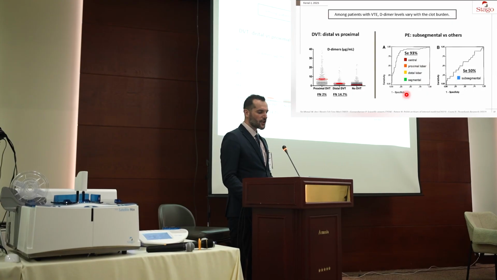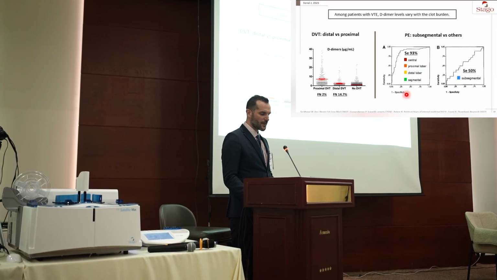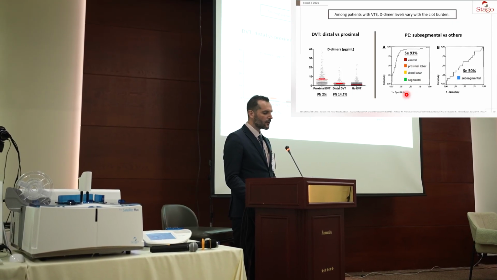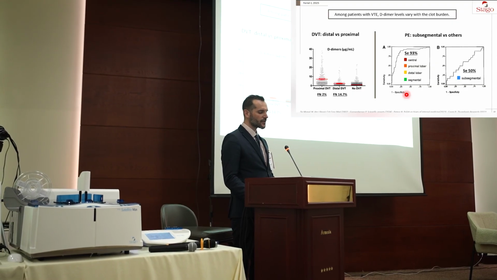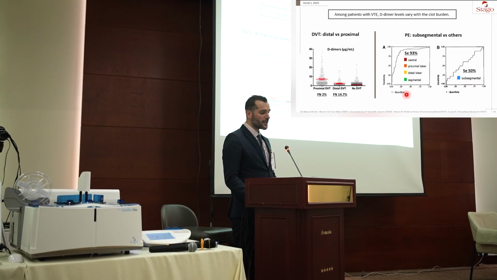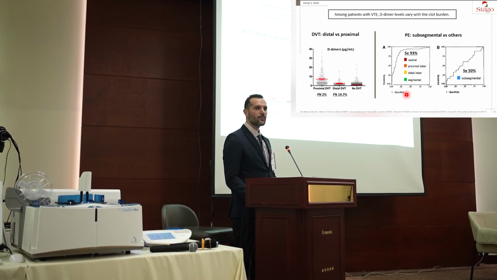Similarly, among patients with confirmed pulmonary embolism, higher D-dimer levels are observed for patients with larger emboli. So here, for example, in this study, you can see that the sensitivity was excellent for segmental and larger pulmonary embolism, while it was insufficient for subsegmental pulmonary embolism.